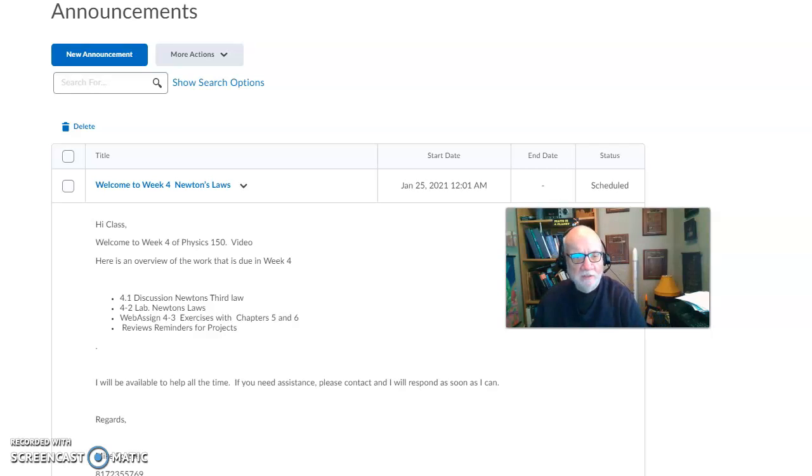The lab this week is primarily about Newton's second law, but it does cover Newton's third law a little bit, and I think you'd say mainly it's going to be Newton's second law, because we have applications of F equals ma in that. And then our WebAssign exercises as well.